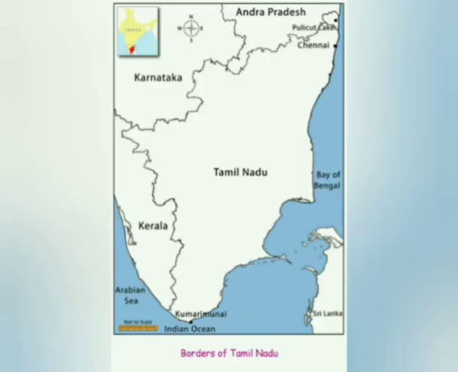This picture explains us the borders of Tamil Nadu. The state Tamil Nadu is covered by three different states' borders. They are Kerala, Karnataka and Andhra Pradesh. And it is surrounded on three sides by water. They are Bay of Bengal, Indian Ocean and Arabian Sea. And to the south part, it has an island nearby called Sri Lanka.